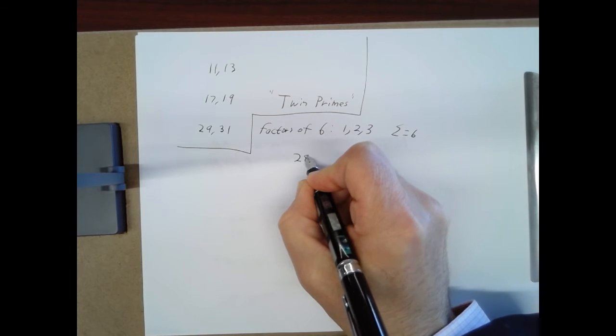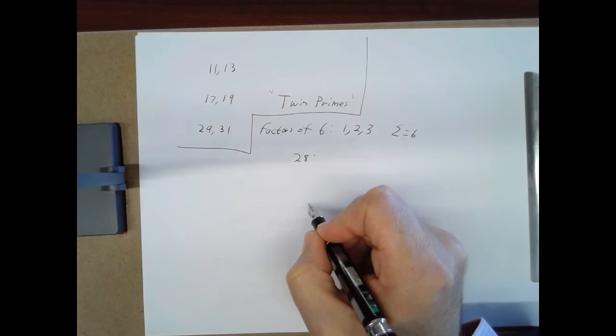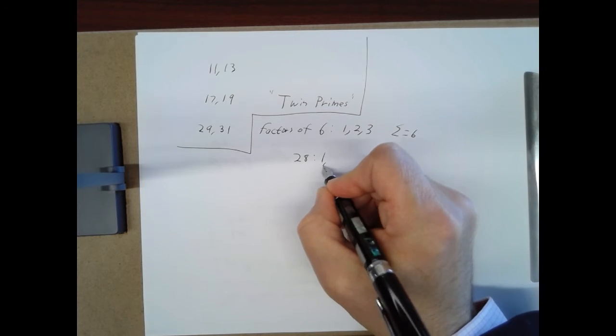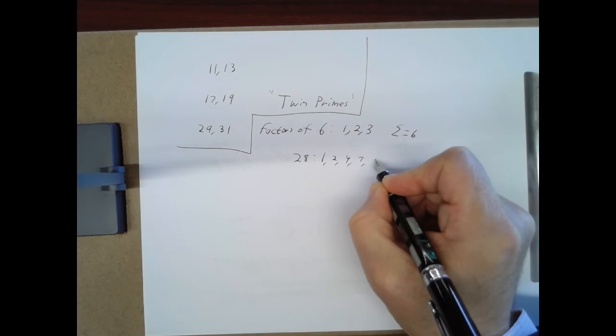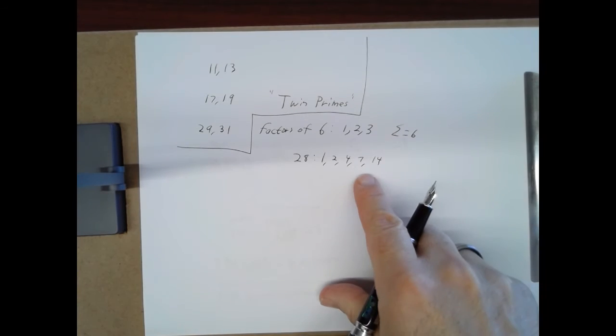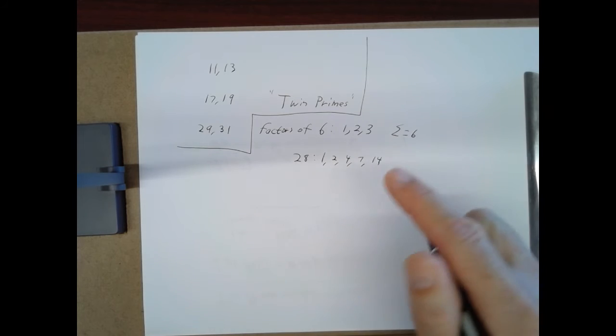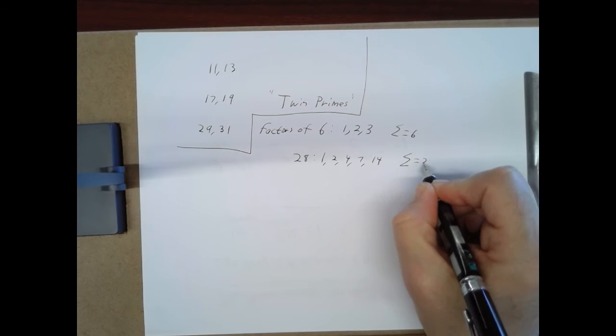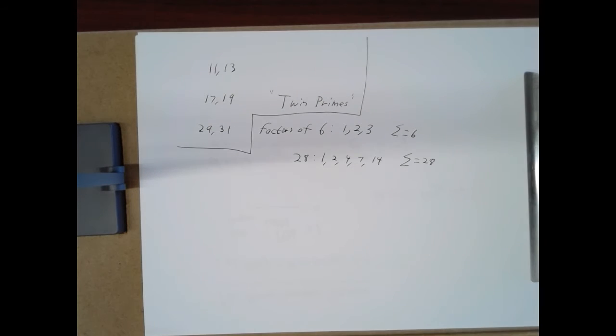All right, what are the factors of 28? 1, 2, 4, 7, 14. So 14, 7 is 21, 25, 27, 28. This doesn't happen very often. Prime numbers, it never happens, because for a prime number the only factor less than the number is 1. So in those cases, the sum of the factors is certainly less than n.